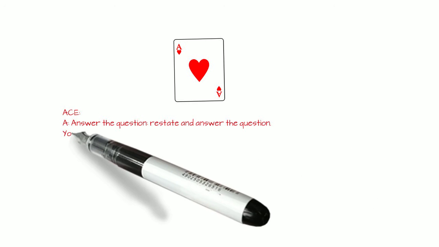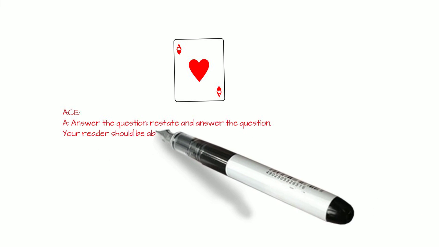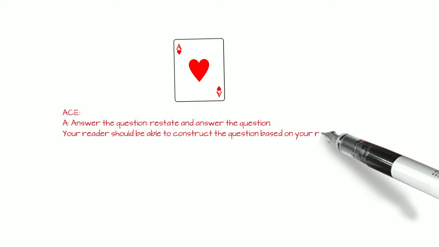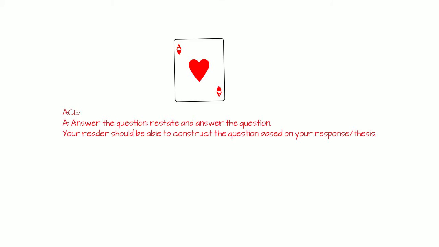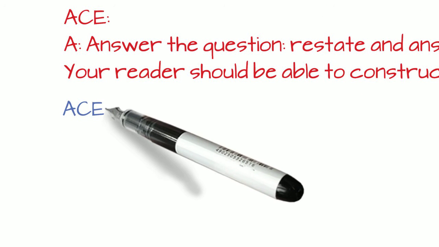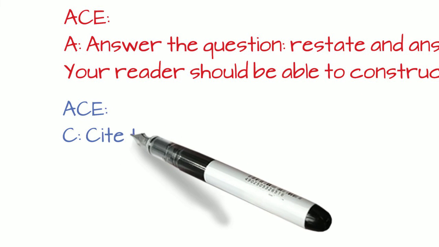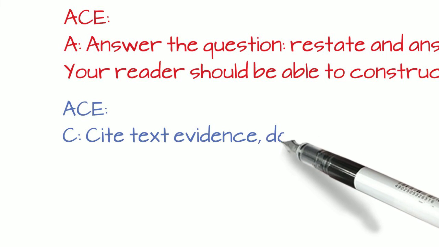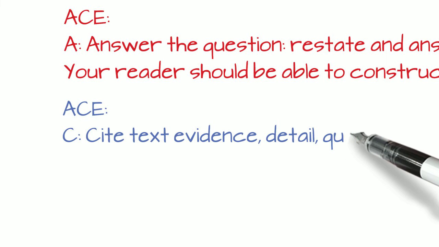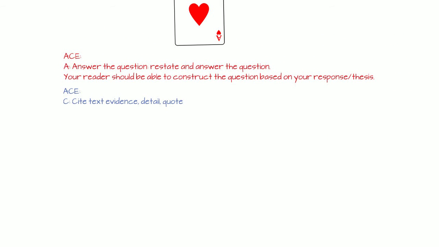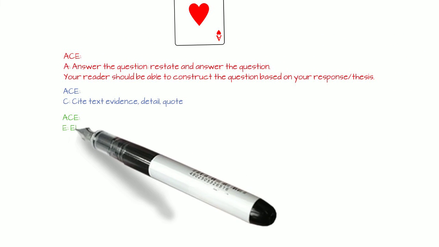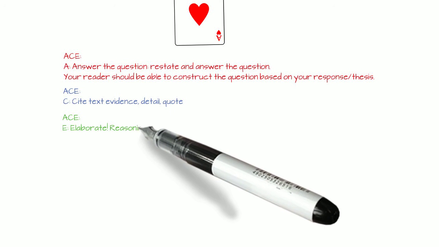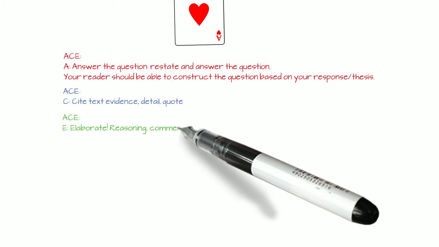The A stands for answer the question, so you need to make sure you restate it. A rookie mistake is a lot of kids will just jump right in and say, Billy Bob took the red wagon, and it doesn't really make a lot of sense. Your reader will not know the context. They won't know who Billy is, why he took the red wagon, what's being asked. You really need to make sure that they know all that. The C is for cite evidence, and then the E for elaboration.